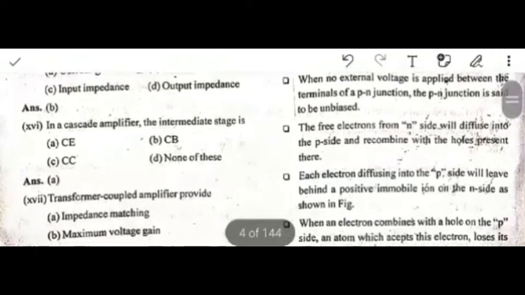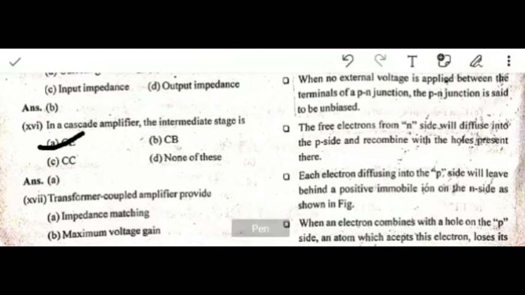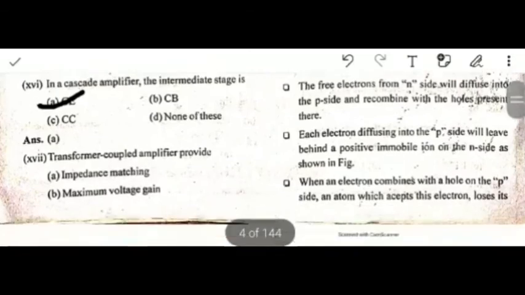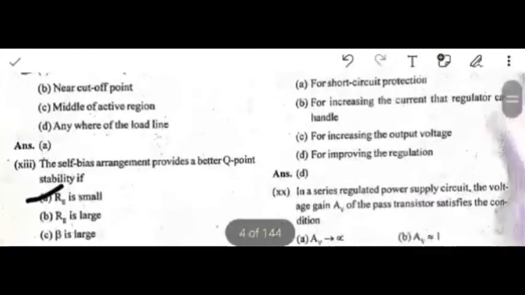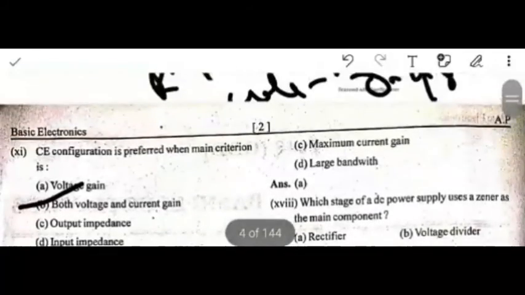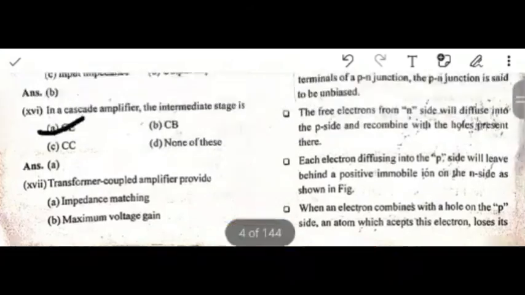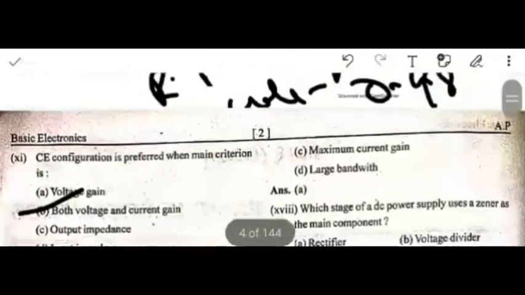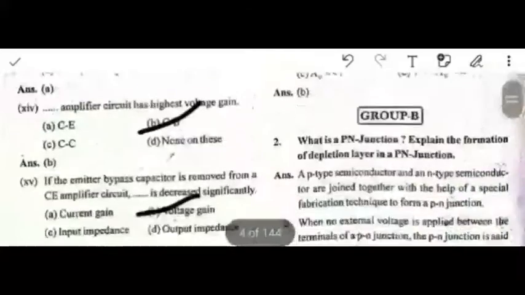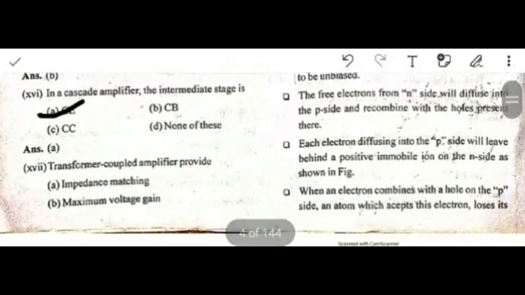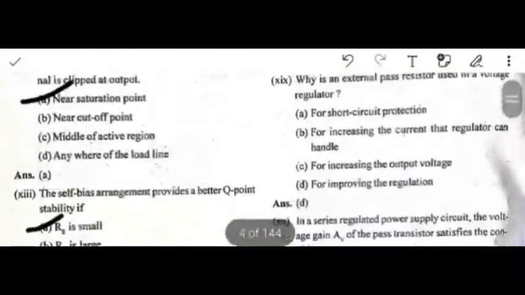Now in the 16th question, in a cascade amplifier, the intermediate stage is common emitter. Transformer coupled amplifier provides: the options are impedance matching, maximum voltage gain, maximum current gain, large bandwidth. Here option E will be the correct answer. It provides impedance matching.